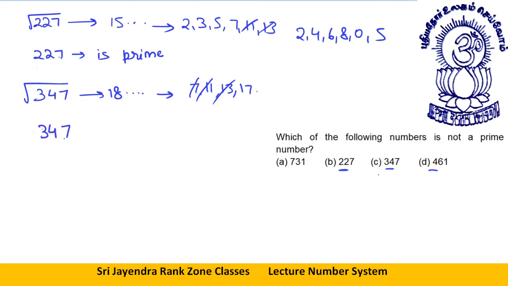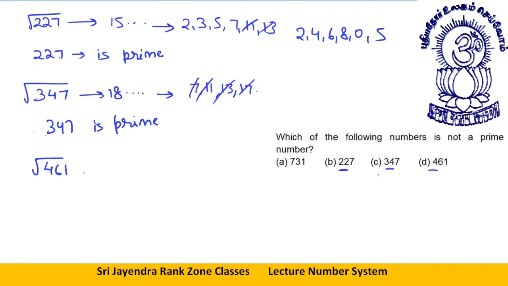347 by 13. I can write this as 340 plus 7. Oh, I'm sorry, by 17. Okay. By 17, so that will be 340 plus 7. This is divisible by 17, this is not divisible, so this is not divisible by 17. That way 347 is prime. Next option. If this turns out, then this is the answer. If it doesn't, then this is the answer.